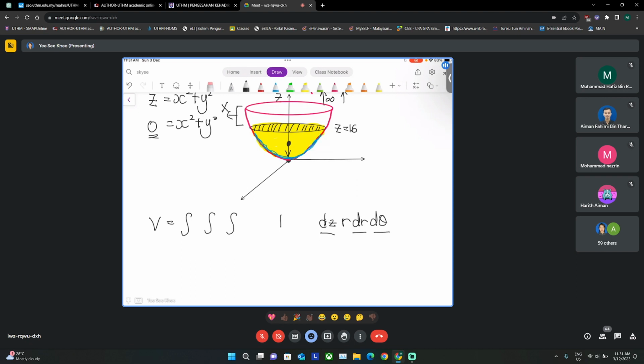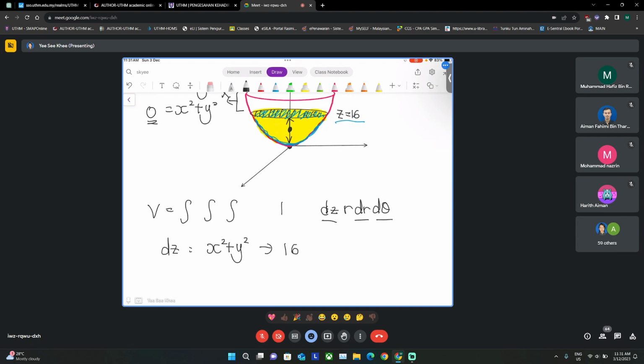So we will say that the dz will be from the paraboloid, that is x squared plus y squared. This is the equation of the paraboloid. Until when you look up, you see this plane, right? This is a horizontal plane. It has a fixed value, which is equal to 16. So I will write down 16 here.